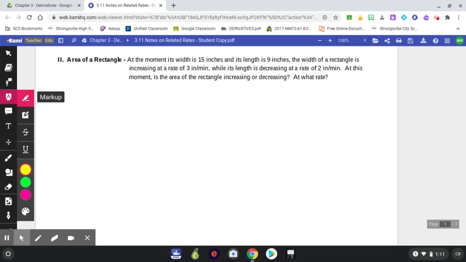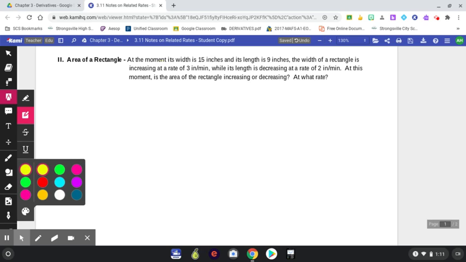Okay, so I'm going to be starting off here again on a new problem. I'm going to be doing problem number 2 about the area of a rectangle. At the moment, and again, when I see this word moment, that tells me that I'm dealing with time, okay? That time is going to be my independent variable. Its width is 15 inches, and its length is 9 inches.